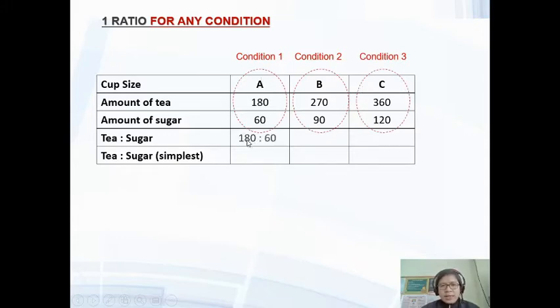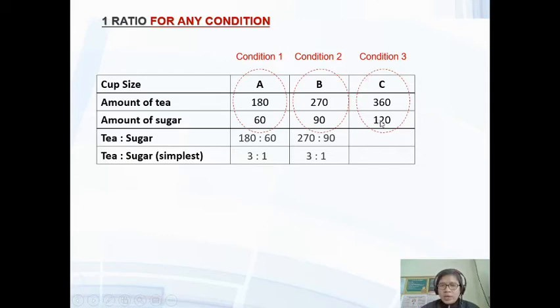In condition number 1, what can we find about the ratio? Of course, 180 to 60, and we can simplify this one. We divide 180 by 60, this one also divide by 60, so we get 3 to 1. In condition number 2, the same one, we got 270 to 90, and we can simplify this also. Each of this amount we divide by 90, so we got 3 to 1. The last one is the same.